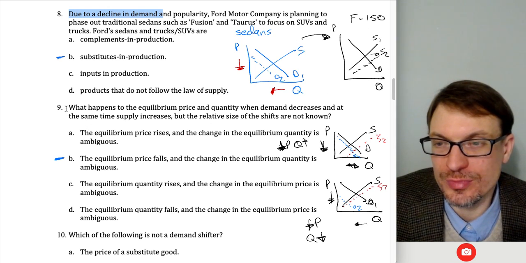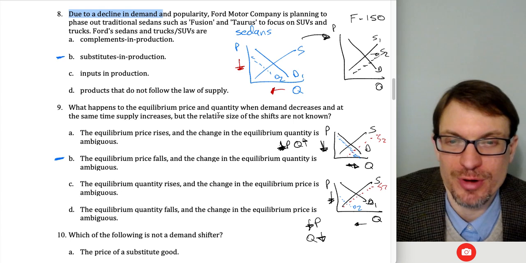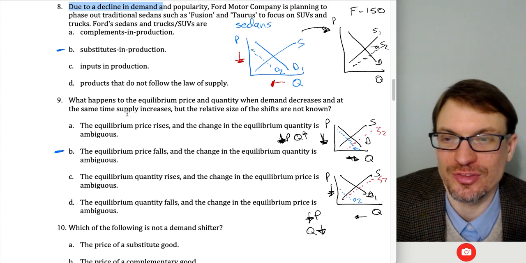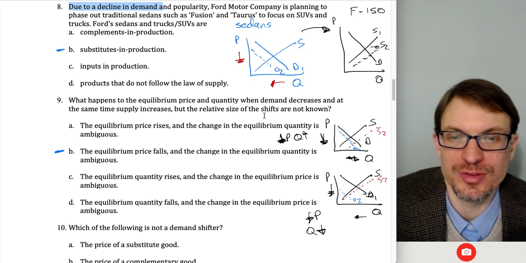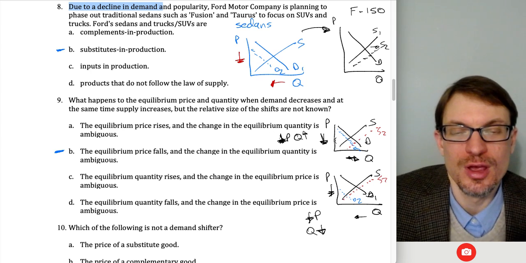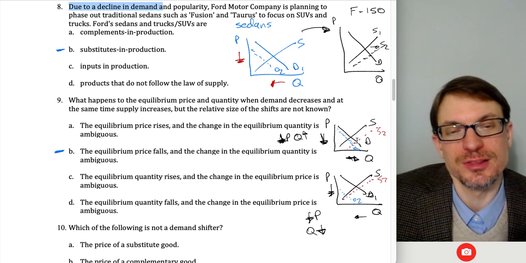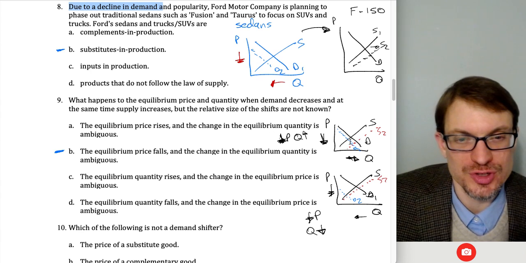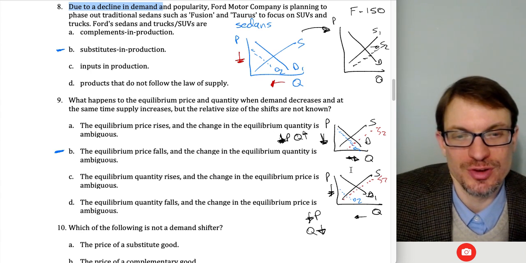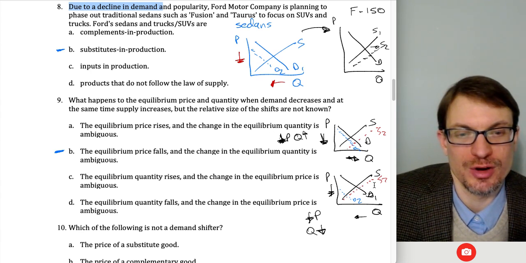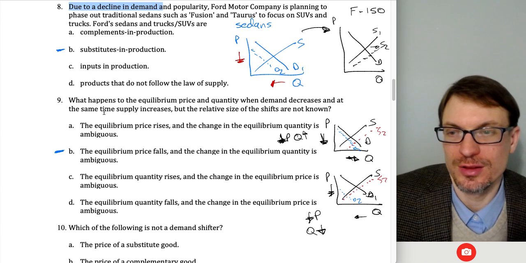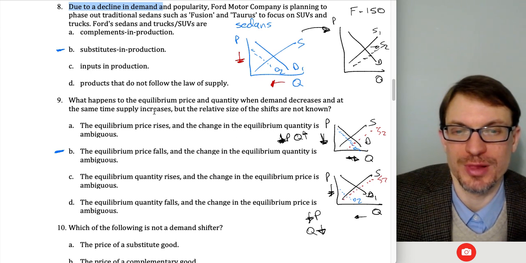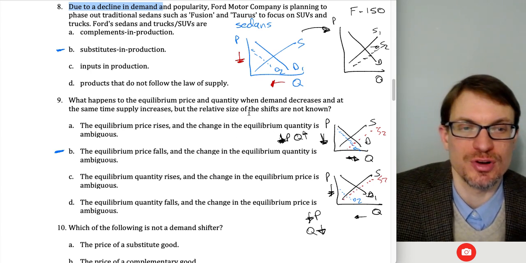All right, so what happens to the equilibrium price and quantity when demand decreases and at the same time supply increases, but the relative size of the shifts are unknown? All right, so I drew a leftward shift to demand, right? Demand decreases, leftward shift to demand, and a rightward shift to supply. Supply increases, demand decreases, and the relative size of the shifts are unknown.